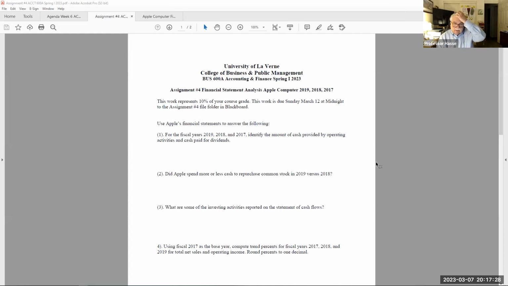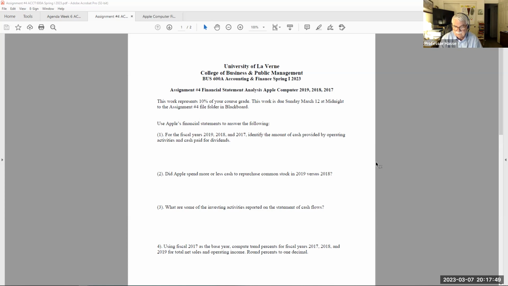You're going to find out how much repurchase of stock there has been. What are they investing in activities on the statement of cash flows? And you're taking a look at net sales and operating income for some specific years and how it's trended and how it's changed over that time.